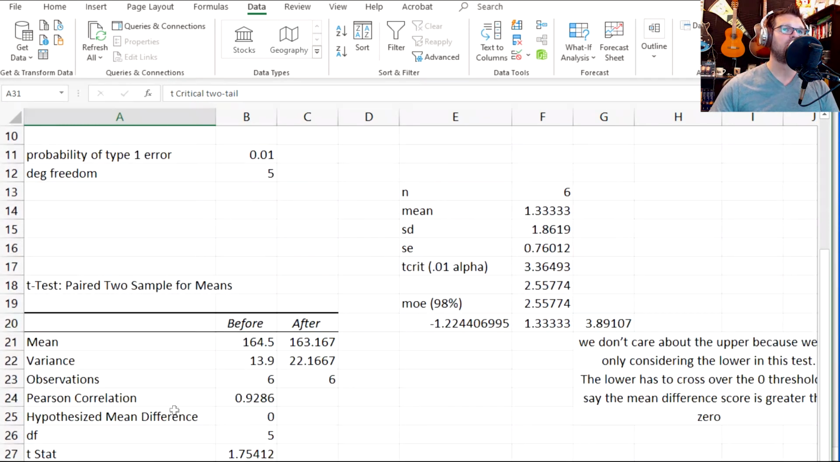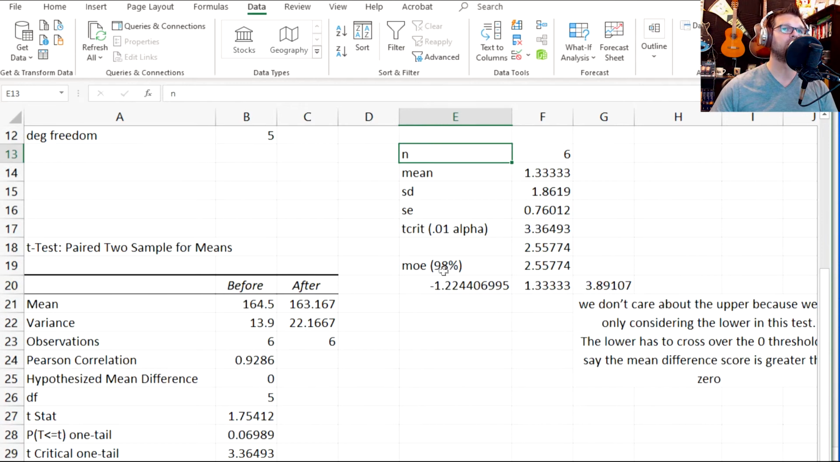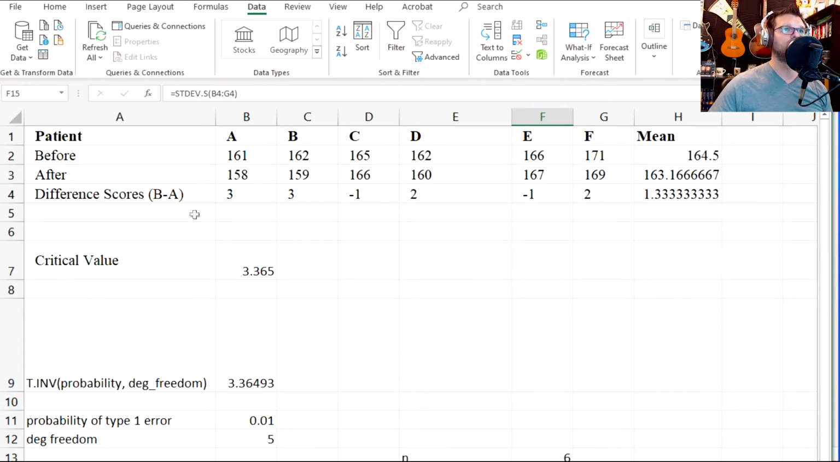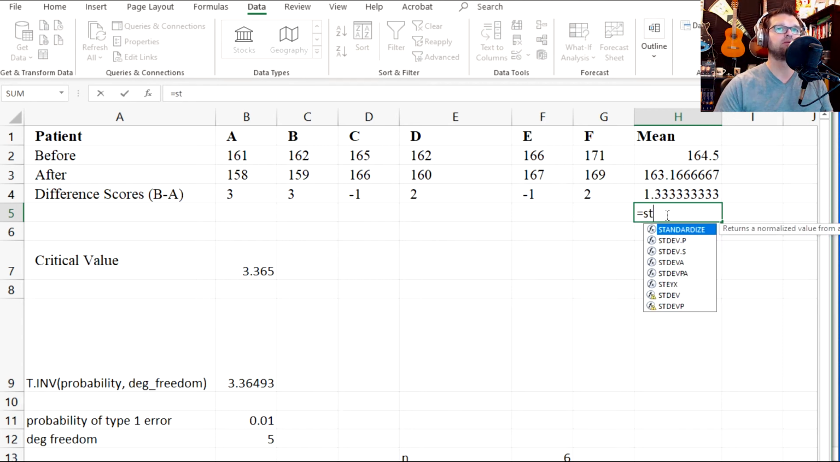And so coming over here, I'm going to do something really quick. I'm going to calculate the margin of error. And so, we've got the numbers 6, the mean is 1.33, and then you notice I don't think that it gives you, let's see, standard, nope, it doesn't give you the standard error, so we've got to calculate the standard error. So we calculated the standard deviation right here, of the difference scores. So we've already got the mean of the difference scores, so I'm going to do equals standard deviation of the sample.